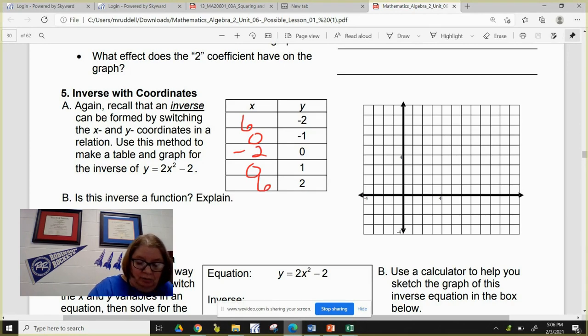And then what are we going to do? It says, recall that an inverse can be formed by switching the x and y coordinates. Use this method to make a table and a graph. Okay, I was trying to see if they want us to graph it yet. 6, -2, 0, -1. What do you think this is going to look like? -2, 0, 0, 1, 6, 2. There's that sideways parabola.